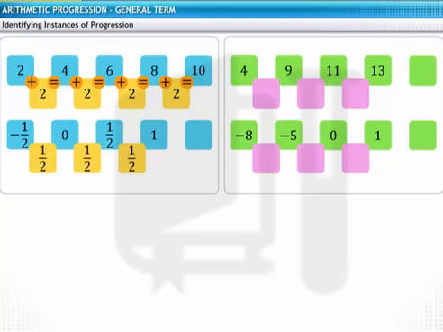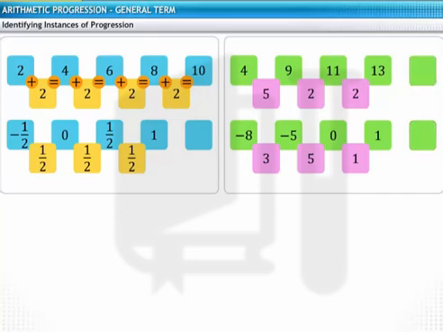Consider the following sequences: 4, 9, 11, 13, and so on, and -8, -5, 0, 1, and so on. You can see that there is no constant between the terms in either of these sequences. Based on this data, it will not be possible to obtain the next term in any of these sequences because there is no visible pattern.